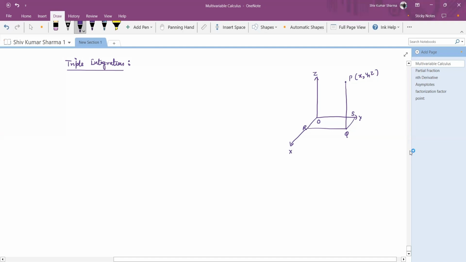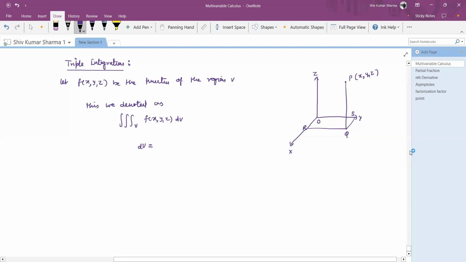So basically we take the triple integration. Let f of x, y, z, with three variables, be the function over the region V. We denote this as the triple integral over the region V of f of x, y, z into dv. What is the value of dv here?